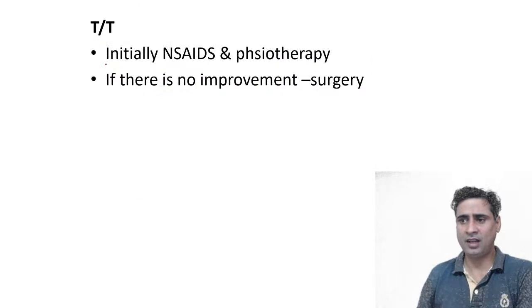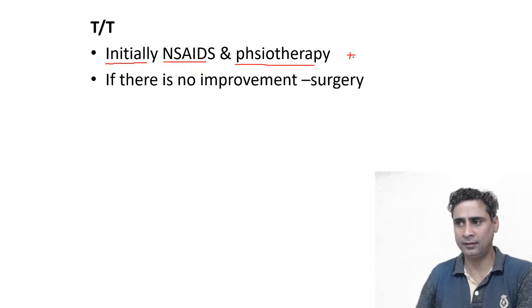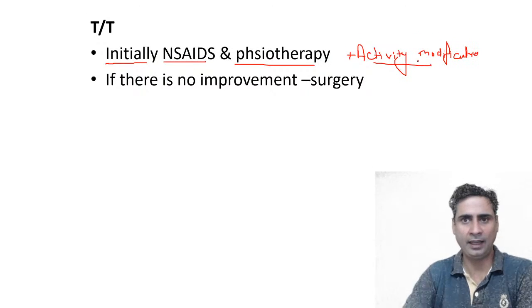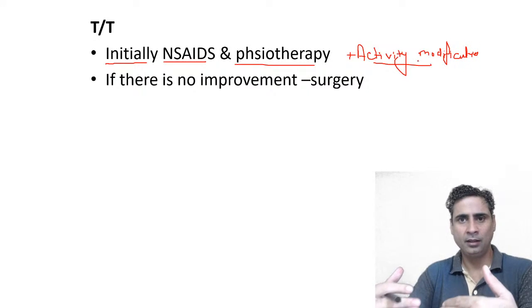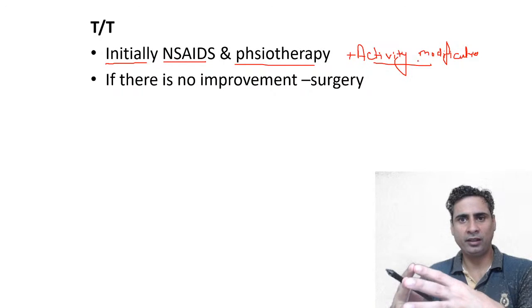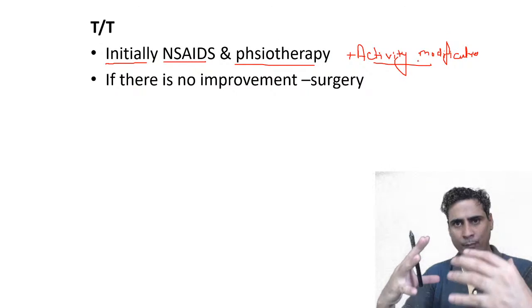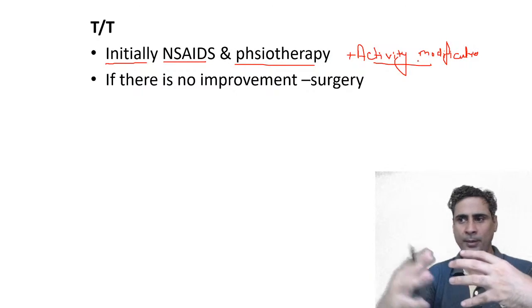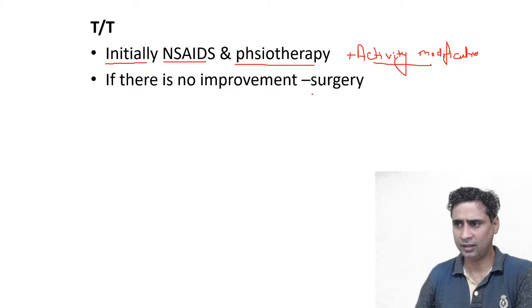Treatment: we always start with conservative treatment in the form of anti-inflammatory drugs along with physiotherapy plus activity modification. We ask the patient not to do ground level activity, not to sit cross leg, not to do squatting, to decrease mechanical stresses on the knee joint. We give anti-inflammatory drugs and start physiotherapy to strengthen the muscles around the joint. If the patient is improving, we go ahead with conservative treatment with activity modification. If the patient is not improving, then surgery is required.